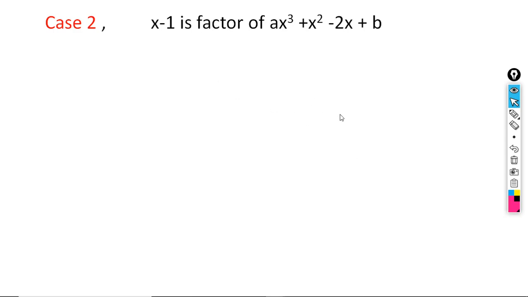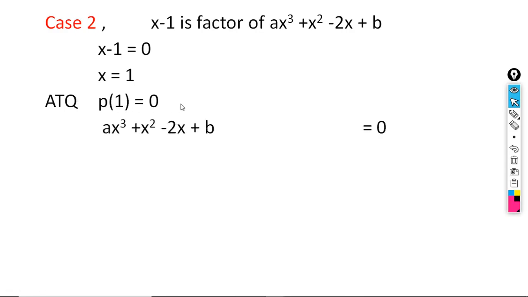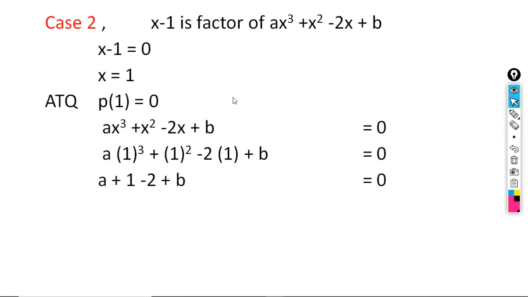So let us try the second case. In the second case, x minus 1 is a factor of the given polynomial. We substitute x minus 1 equal to 0, finding x as 1, and here the condition is p of 1 equals 0. So this is the polynomial. We substitute the value x equals 1. By substituting, you get a plus 1 minus 2 plus b is equal to 0. By solving this further, we get a plus b minus 1 equals 0, and shifting 1 to the other side, its sign changes. Minus 1 becomes positive 1, equation number 2. So here we get two equations: equation number 1 and equation number 2. Now we have to solve them.